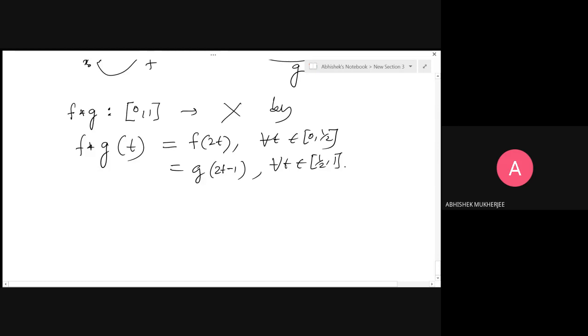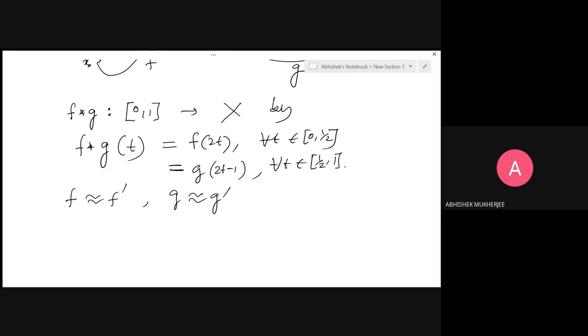And this will be a path from x0 to x2 in the topological space X. If you want to check the well-definedness of this map, you need to consider two paths f and f dashed which are homotopic, and g and g dashed which are homotopic. Then you will see that f star.